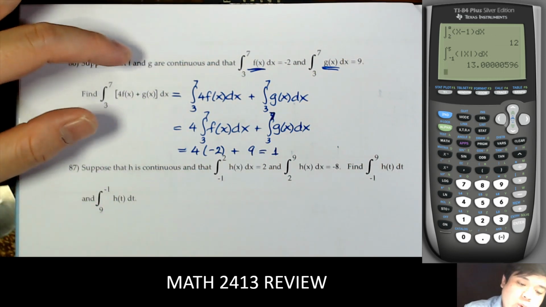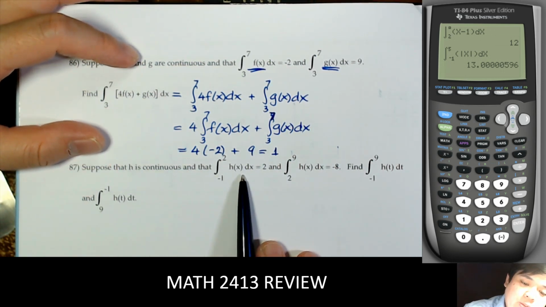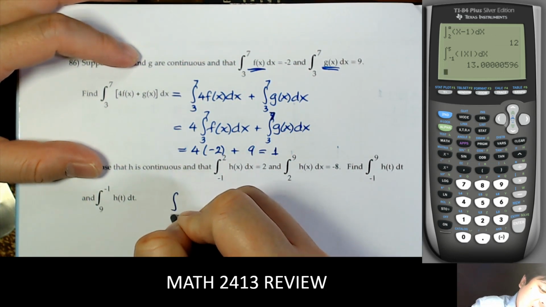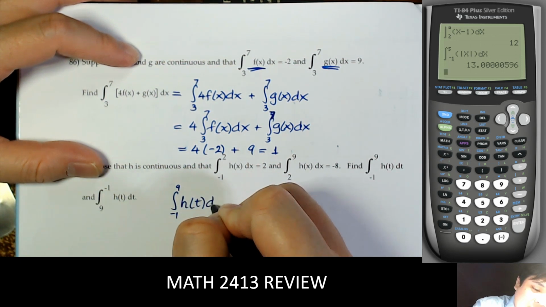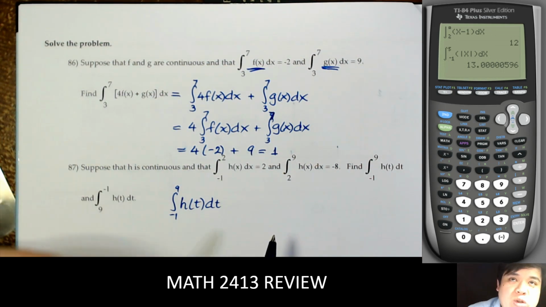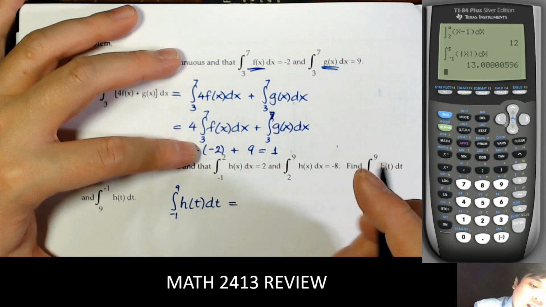Right. Next we want the integral from 9 to -1. So first, -1 to 9. Right. -1 to 9 of h of t dt. We are not given from -1 to 9. We're given from -1 to 2 and then from 2 to 9, which is fine. We're just going to add them.